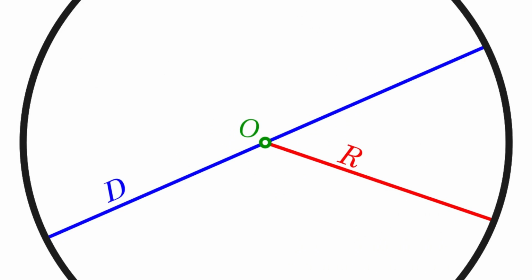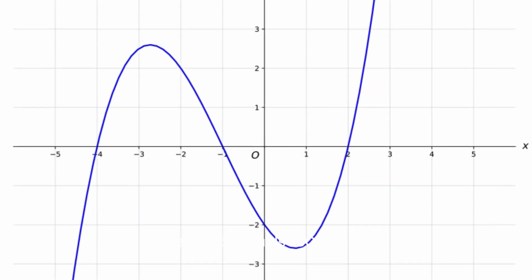The conversion factor hinges on a simple equation. Pi radians equals 180 degrees. That's right, pi rad equals 180 degrees.